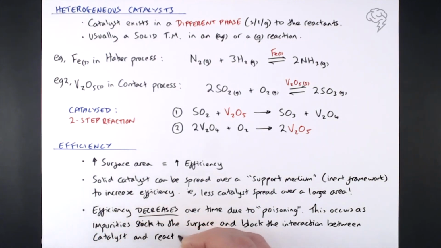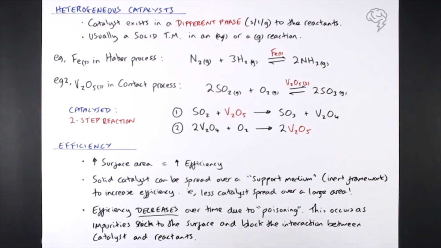So over time, let's say the iron catalyst in the Haber process, you're going to get some impurities stick to it. Maybe small particles of carbon or something like that. Anything that can get in there and stick to that support network and block that catalyst from working. So they do decrease in efficiency over time. Of course, every effort's made to ensure that the only thing in there is your reactants. But you know what? It happens. So efficiency decreases over time due to poisoning, and it's impurities blocking the catalyst from reacting with your reactants.